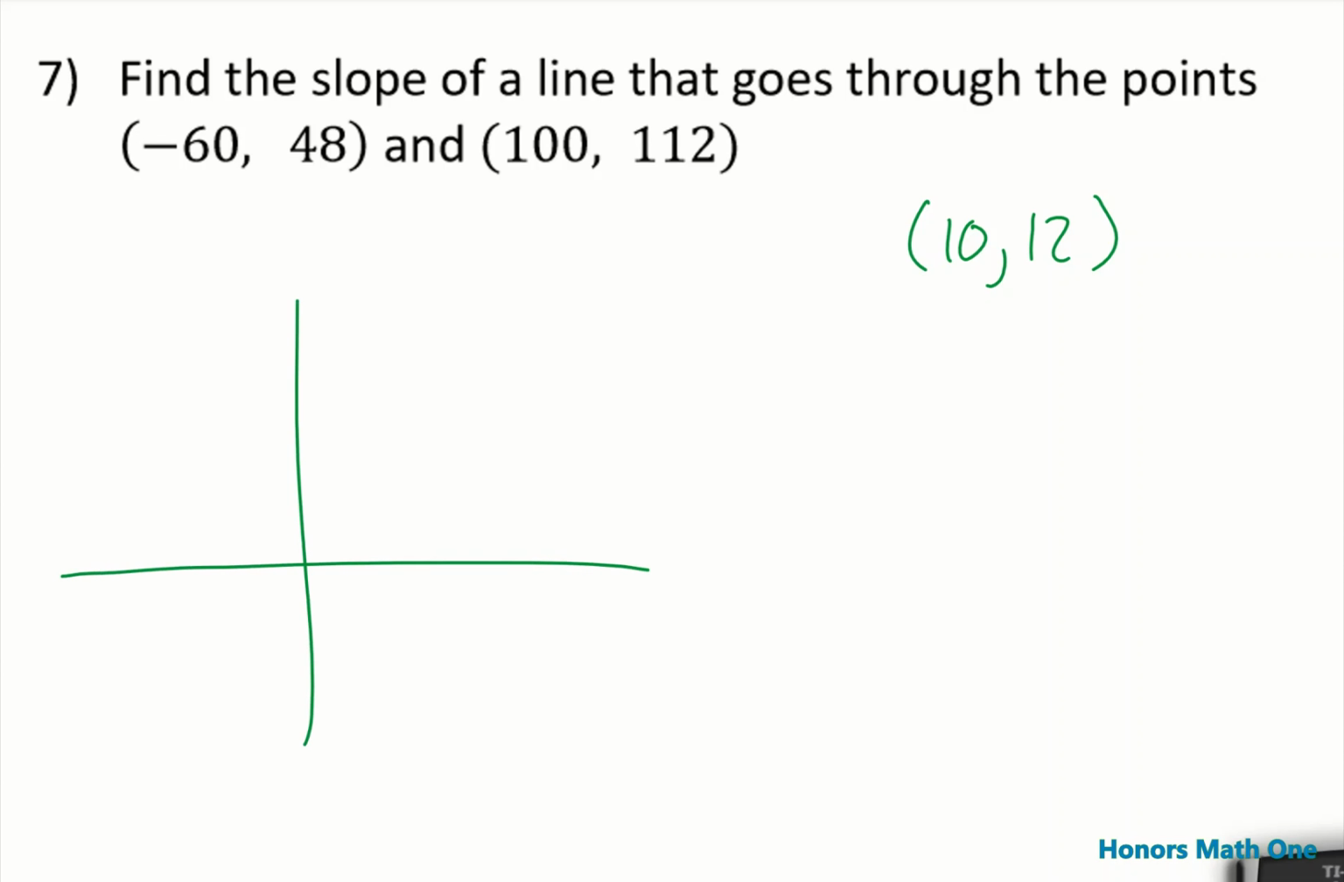So there's some point, it's 100 units over, 112 up. So I'm just going to roughly sketch this here. And then I go back 60 units and up 48. I'm just going to roughly sketch it here. So what I'm asking you to do is figure out what the slope of that line is.